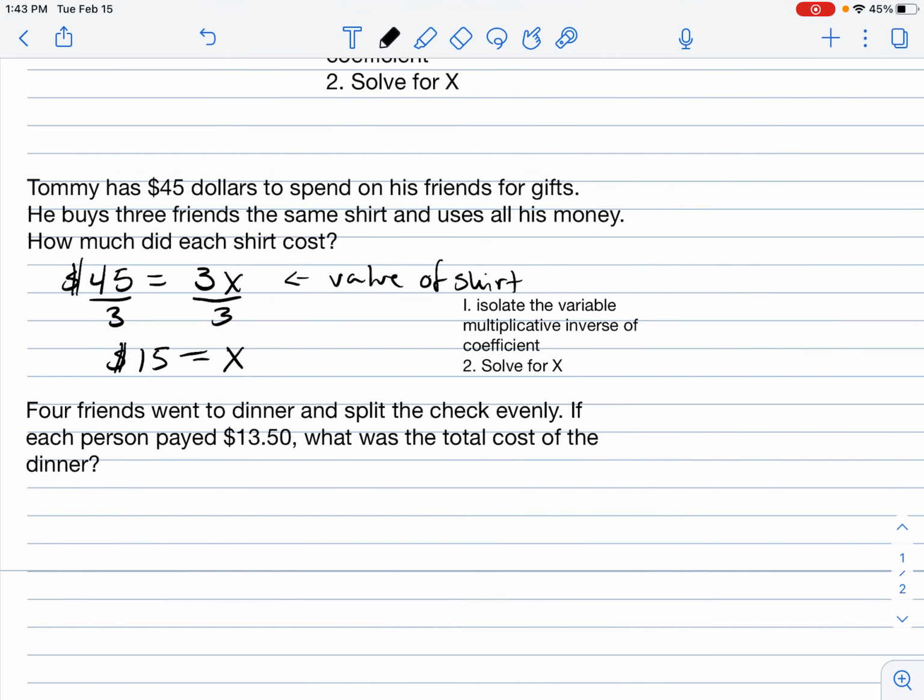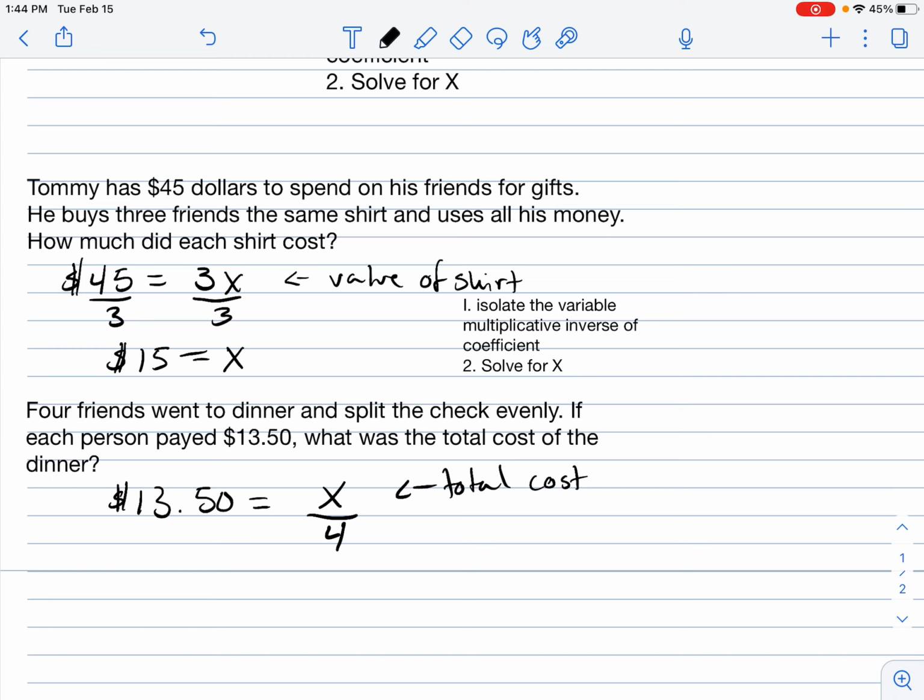All right, and one last one. So 4 friends went to dinner and split the check evenly. If each person paid $13.50, what was the total cost of the dinner? So we'll set up the equation. $13.50 is equal to, so x in this case is the total cost. And $13.50 is what each person paid, and that was 4 people that paid that. So what they did is they took the total cost and divided it by the number of people that ate. So x divided by 4 equals $13.50.